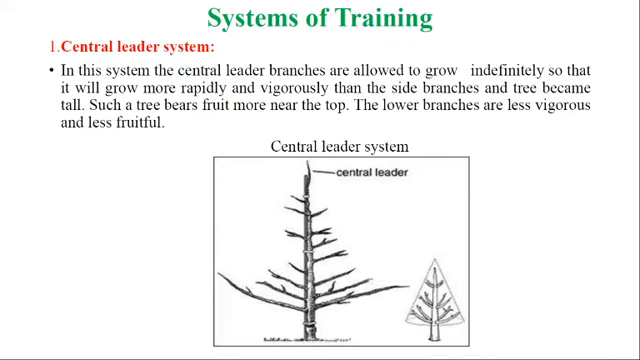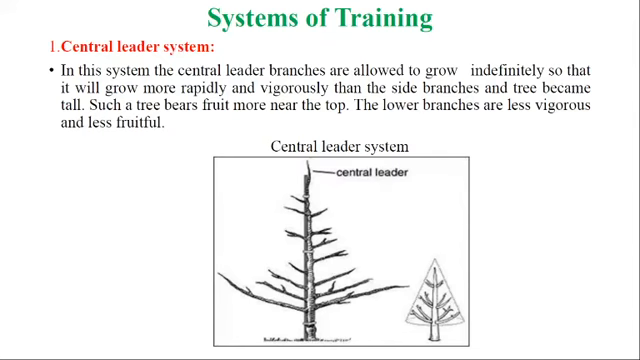In this system, the name itself suggests the meaning. Central leader means the main stem of the plant. Make them lead means the branches are cut and the main stem goes towards the upper side and grows well there. The central stem becomes the leader, and it grows very easily by cutting the branches of the plant.